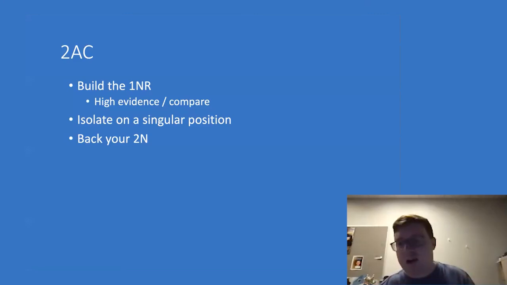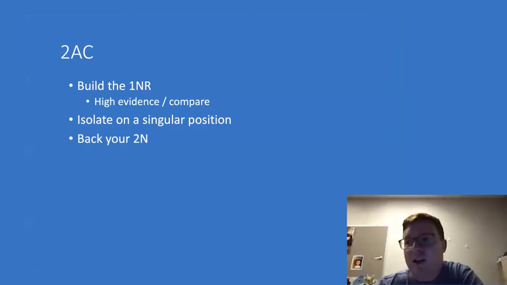You typically should not be asking your 2N what the 1NR should be right at the start of 2NC prep. So with that being the case, the last thing you should do is back your 2N up. If they're having issues, if they're extending a disadvantage, if they're extending T, you can ask questions to back them up so that they have some explanation of something that they need.